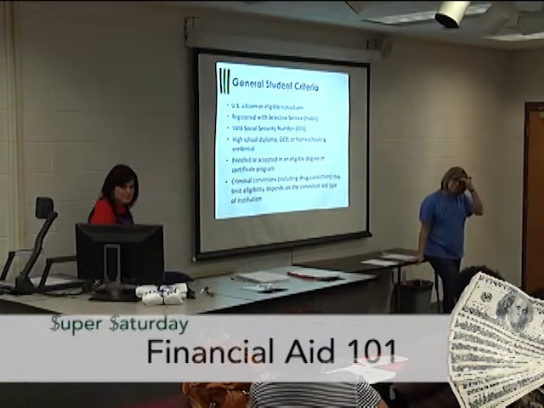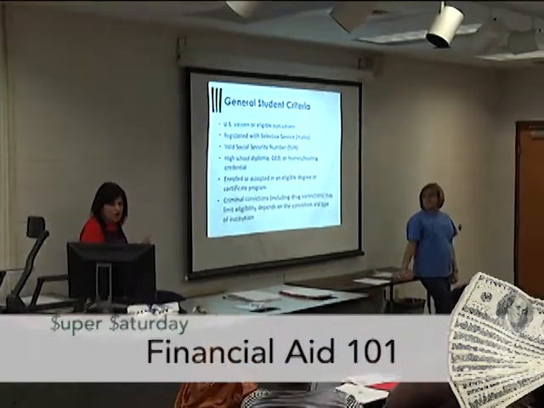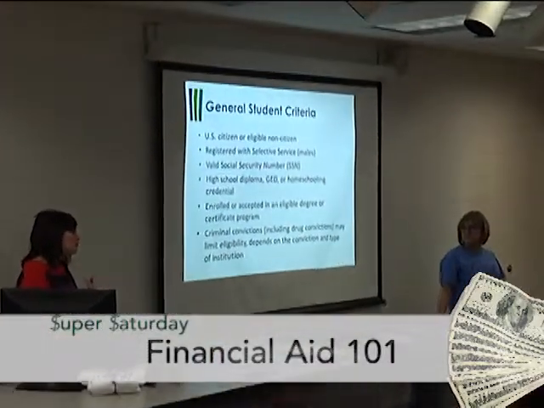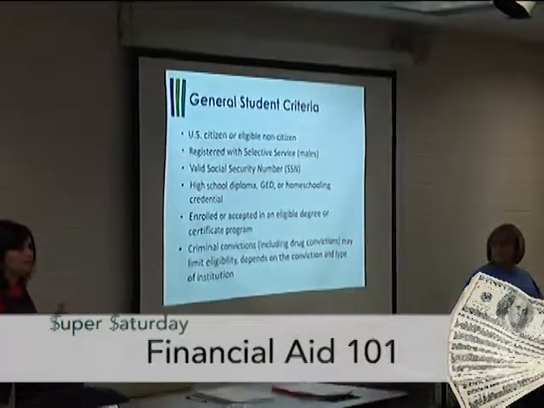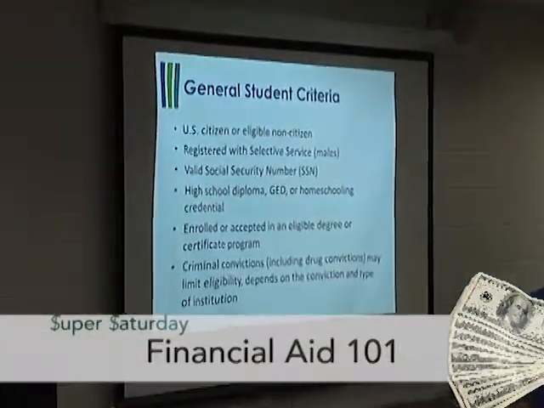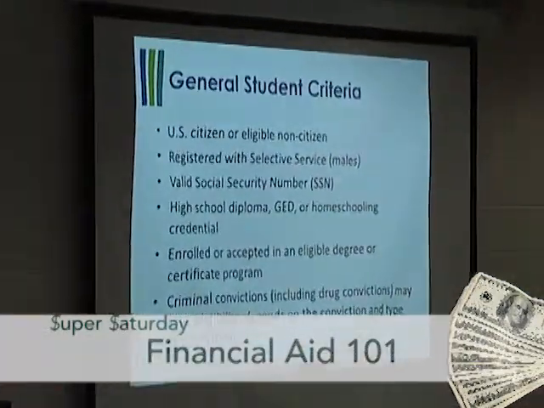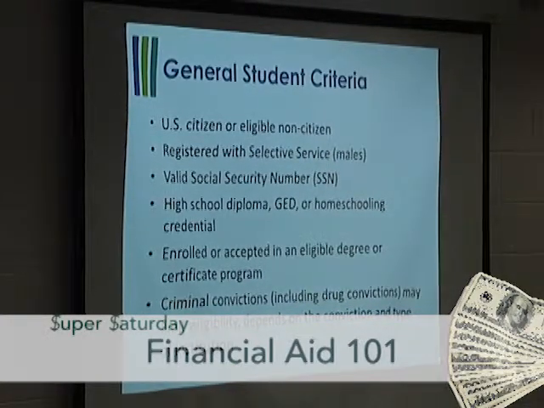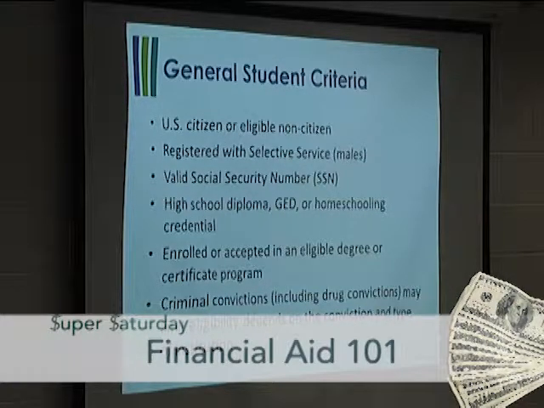Eligible students for the FAFSA are U.S. citizens, and eligible non-citizens, those are people who are usually pretty far into the citizenship process or permanent residence process. You have to have a valid social security number. Guys, you have to have registered for selective service. Most of you, if you've gotten a driver's license and you're a man, you have already registered with selective service, which is the draft.